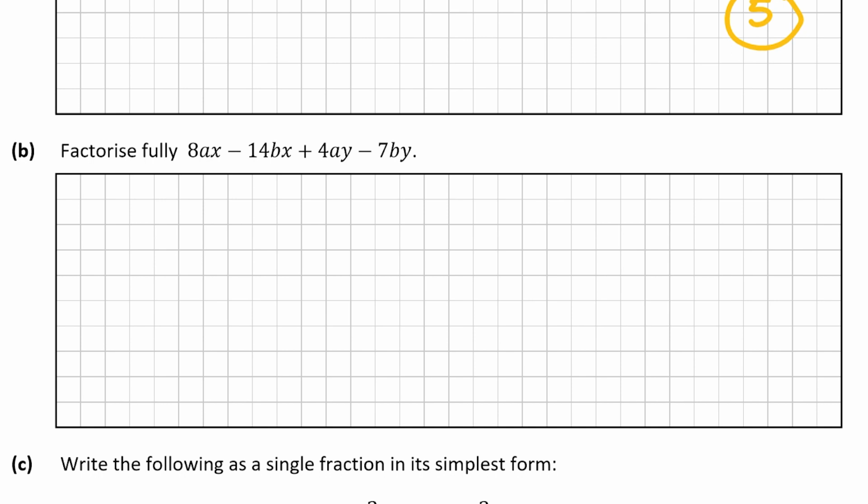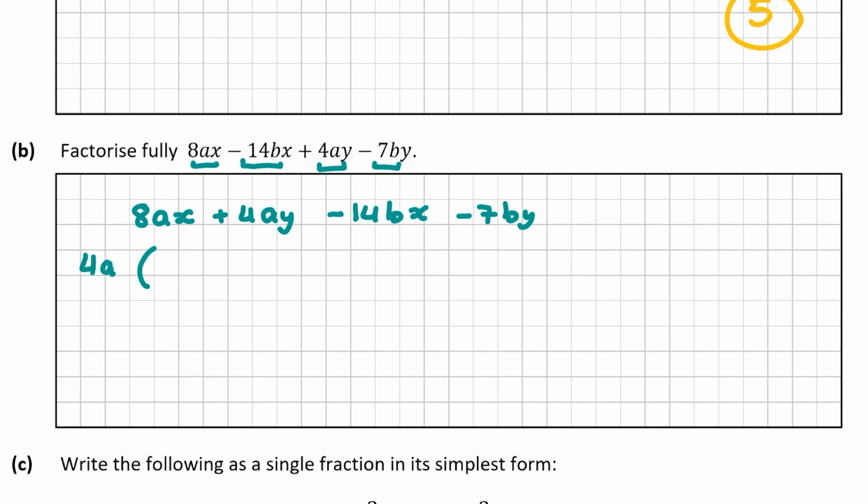So now in question B, we're factorising. We're asked to factorise fully 8ax minus 14bx plus 4ay minus 7by. So what I'm going to do is I'm going to put the 8ax next to the 4ay, because I know I can divide those by 4a, and I'm going to put the minus 14bx next to the minus 7by, because I know I can divide them by minus 7b. So I'm going to rewrite it as 8ax plus 4ay, and then I have minus 14bx minus 7by. So now I'm going to take out what's common between the two pairs. So between 8ax and 4ay, I know I can take out 4a.